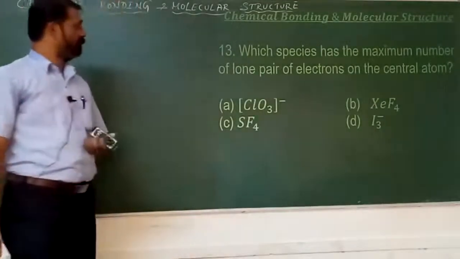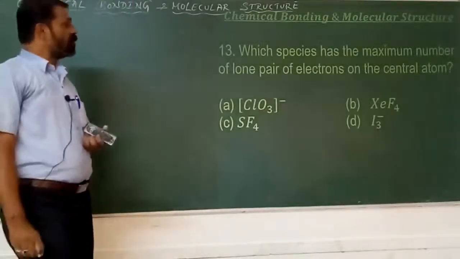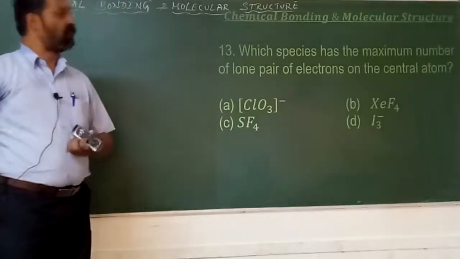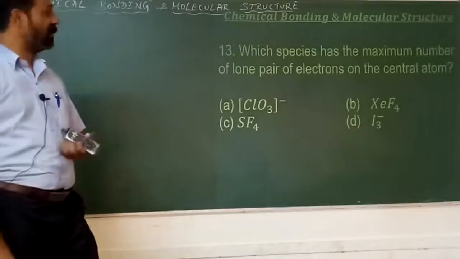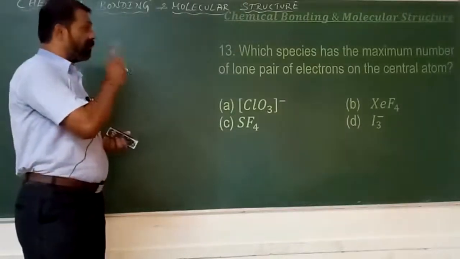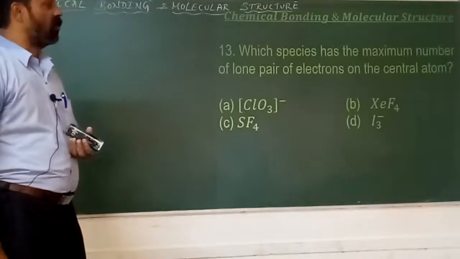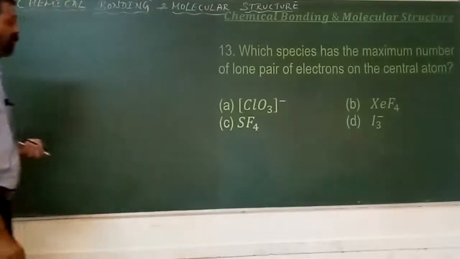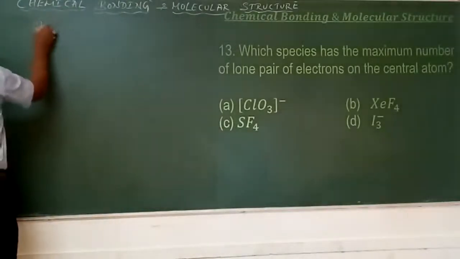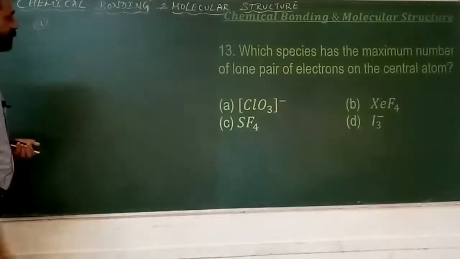Now we move to question number 13. Which species has the maximum number of lone pairs of electrons on the central atom? Okay? So for that we have to discuss the H value and then the lone pairs.